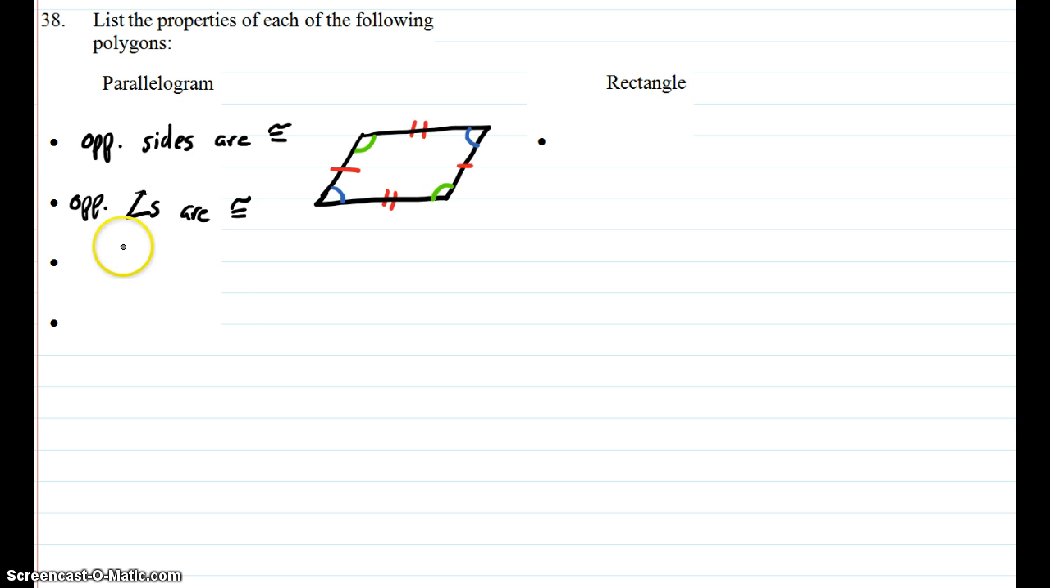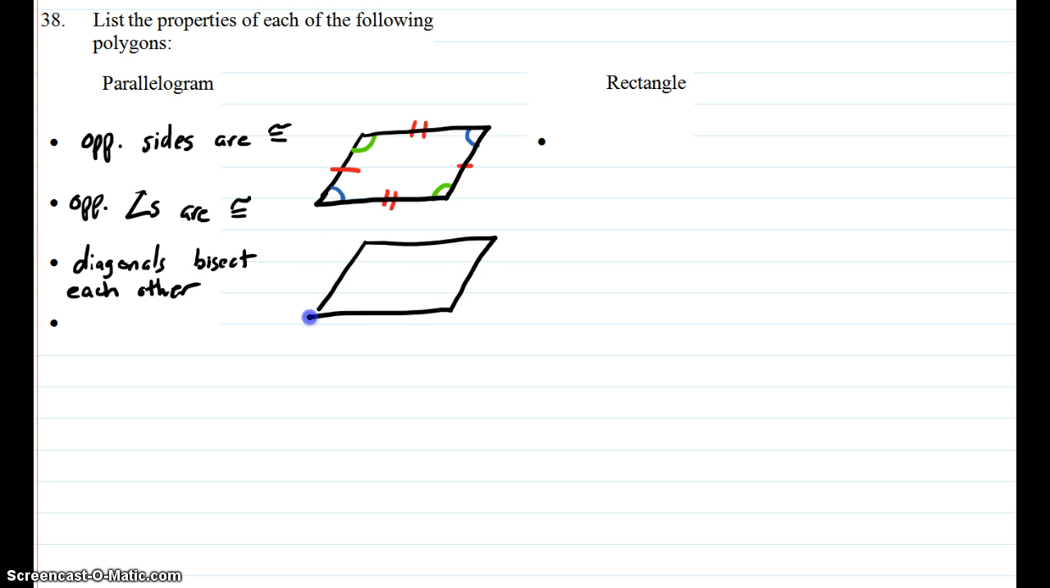Another thing we know is that the diagonals bisect each other. So whenever you have a parallelogram and they have the diagonals, we know that they have been bisected. Now in a parallelogram, the diagonals are not congruent. They bisect each other.